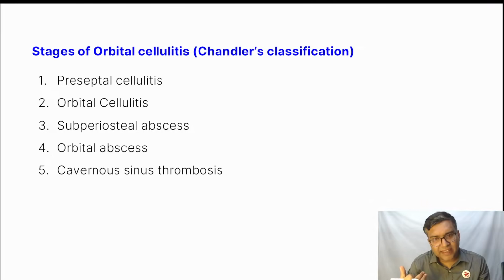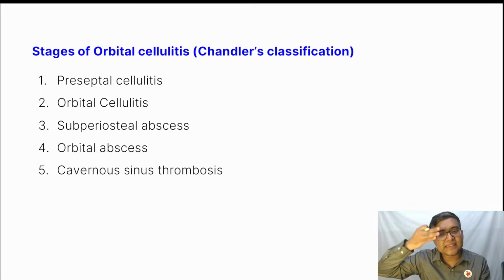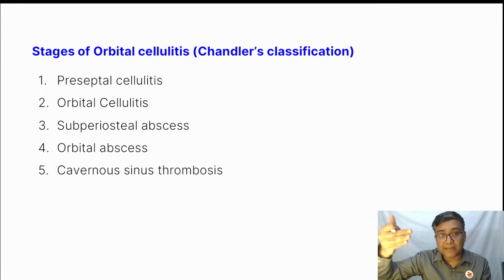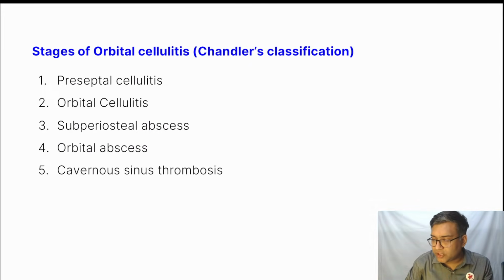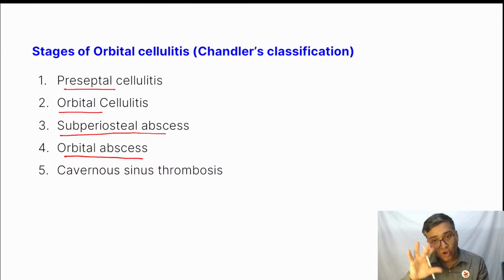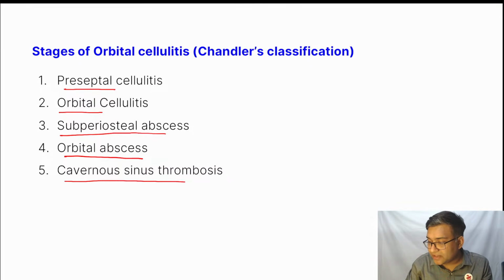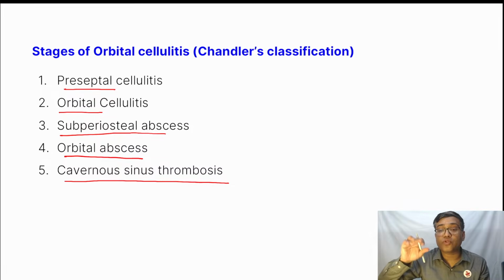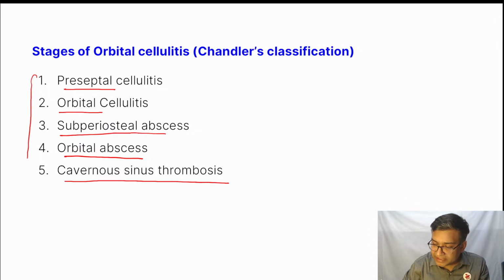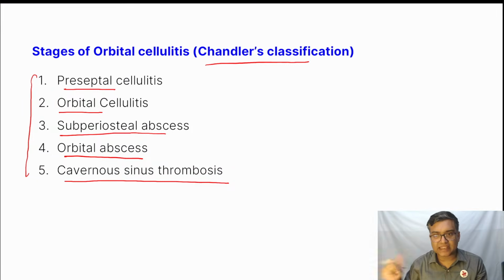Okay, so what are the various stages? The first thing is when the infection is superficial to the septum, we call it preseptal cellulitis, followed by orbital cellulitis. Then we have the subperiosteal abscess. Then we have the abscess in the orbital area, that is called orbital abscess. And last but not the least, we have cavernous sinus thrombosis. So now the infection has gone intracranially. So these are the various stages of orbital cellulitis, that is called Chandler's classification.